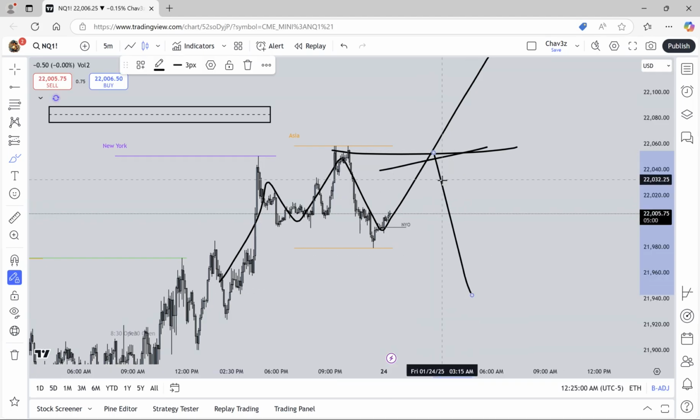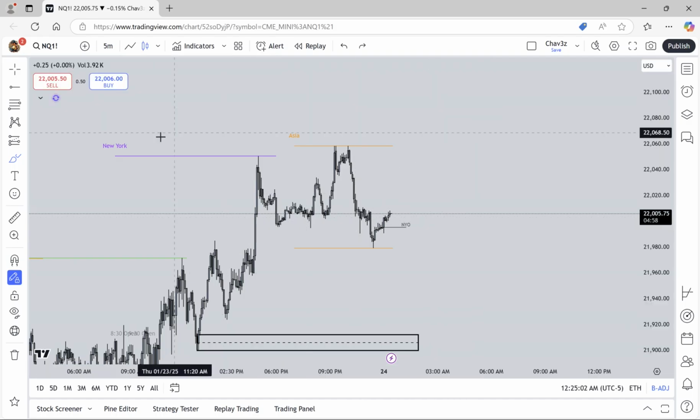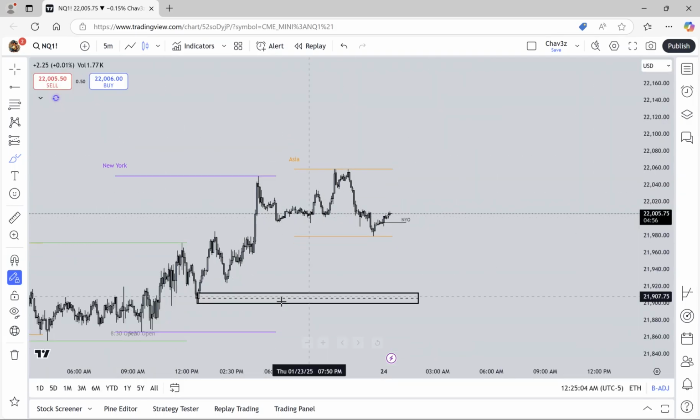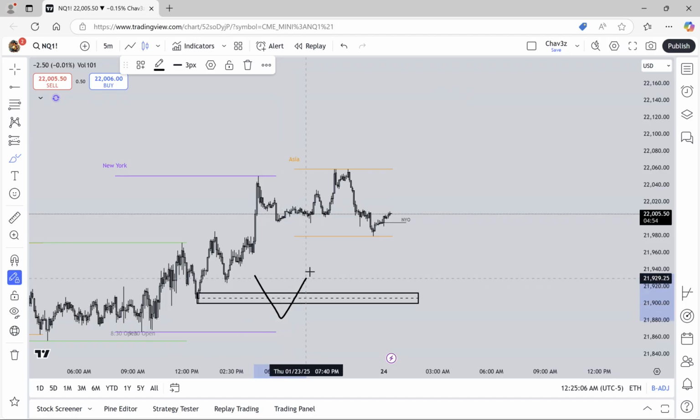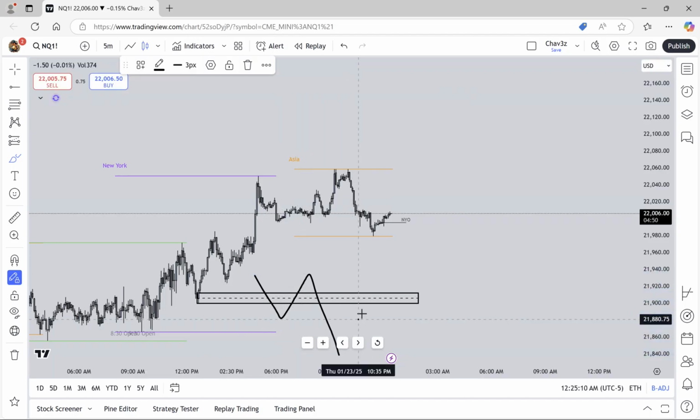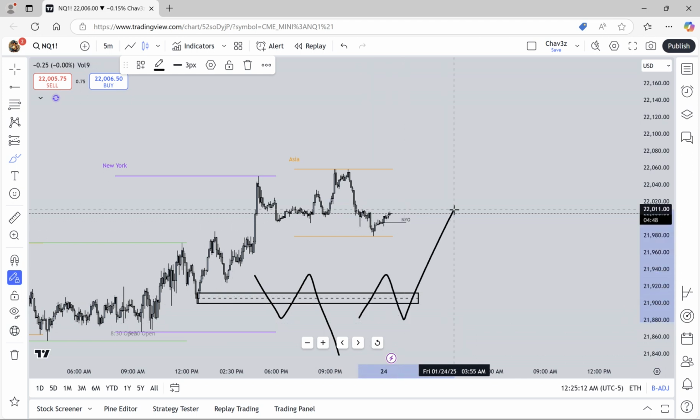Or the third one, right? We're going to trick everybody and we're going to do what's called a double purge, where we take out the low, take out the high, and take out the low. Or if we're bullish, right? Take out the high, take out the low, take out the high.